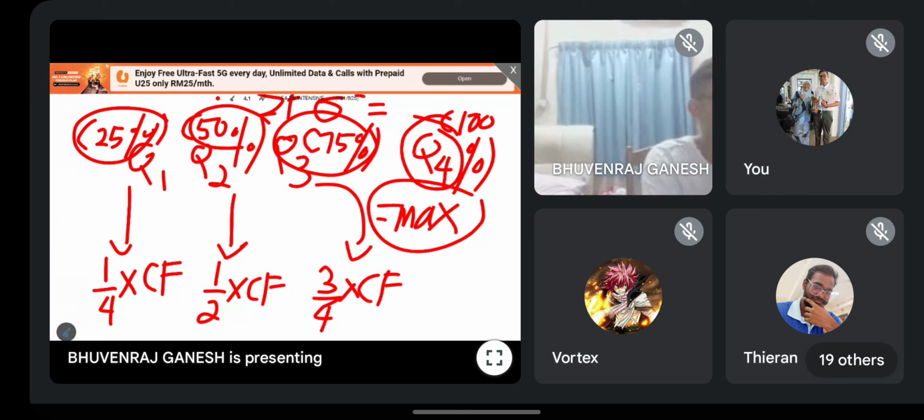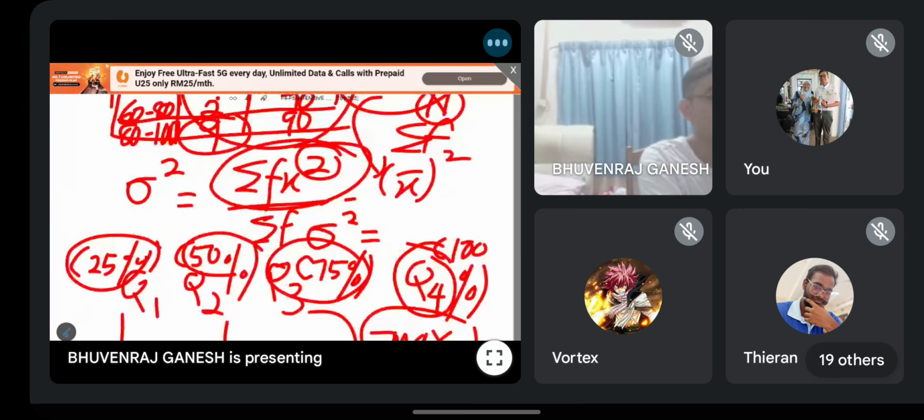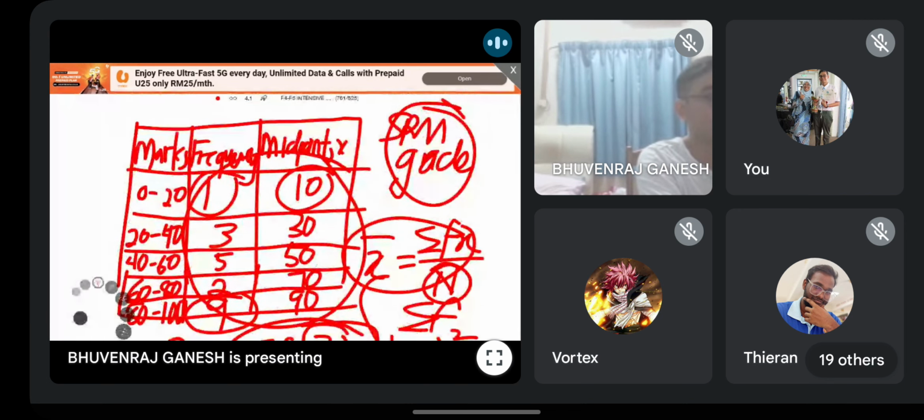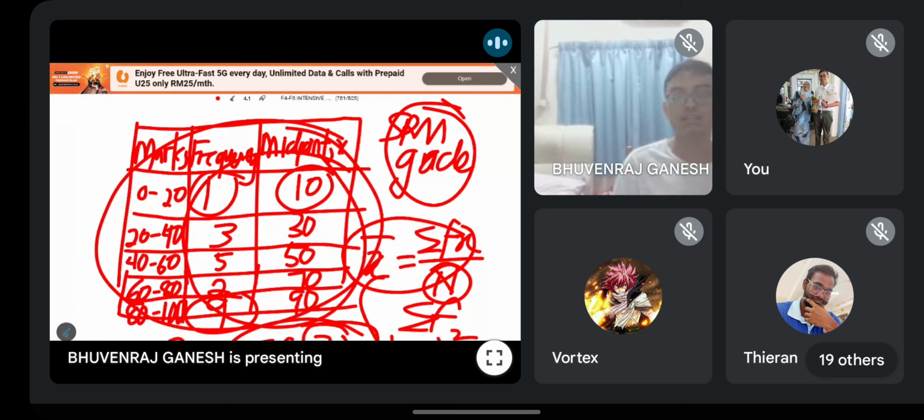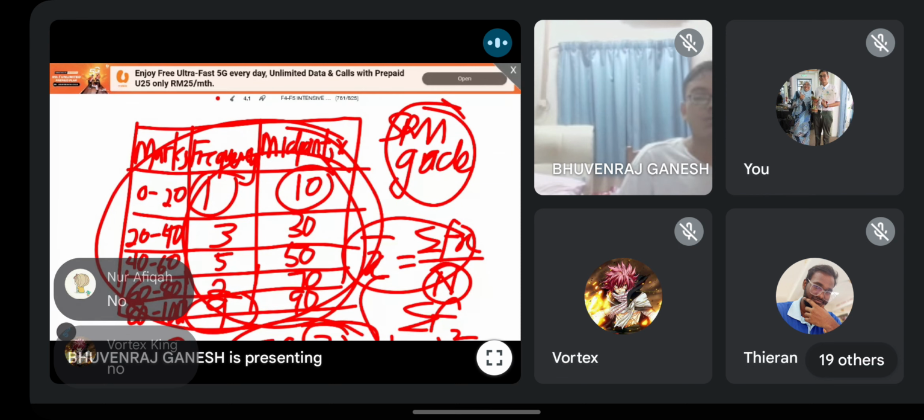Okay, so guys, I want to ask a question. This Q1, Q3, all this, can I get from this data? Boleh tak saya terus cari dari jadual? Can? Cannot. Okay, tak boleh. You must plot what, guys? Apa jenis graph? Very good, cumulative or ogive.